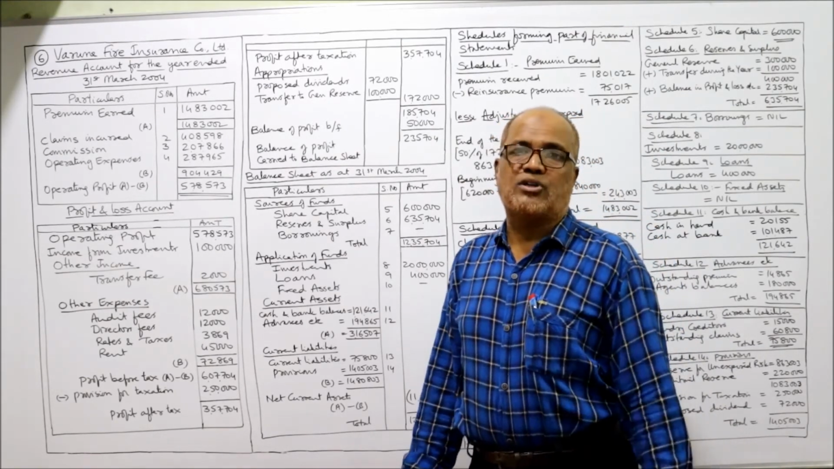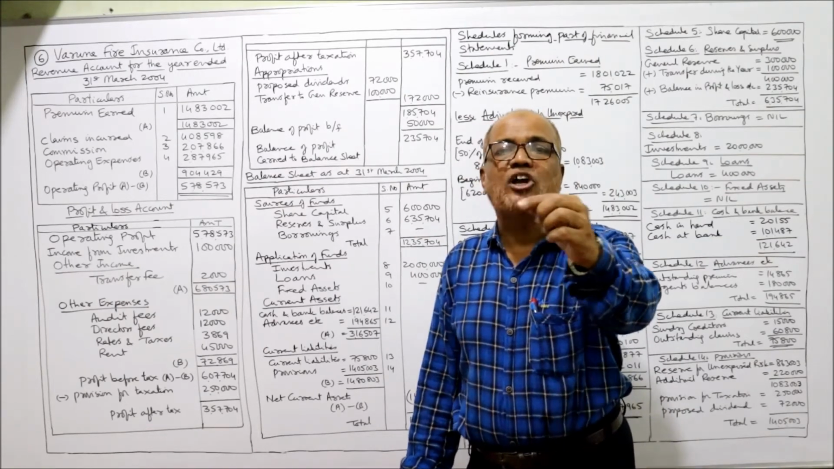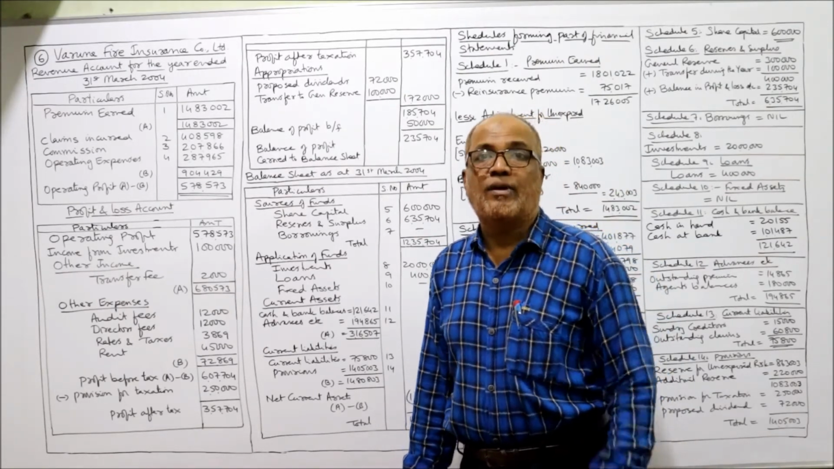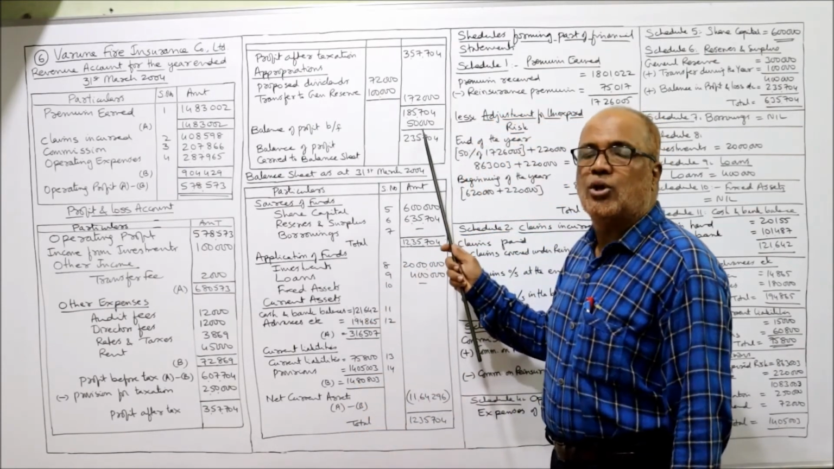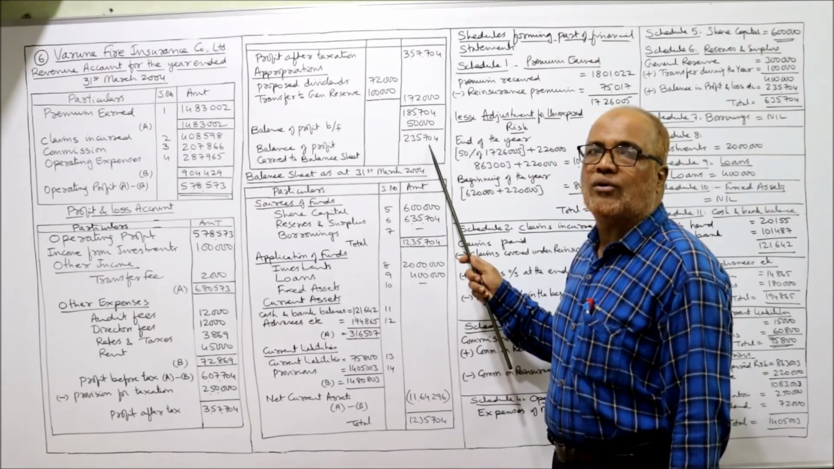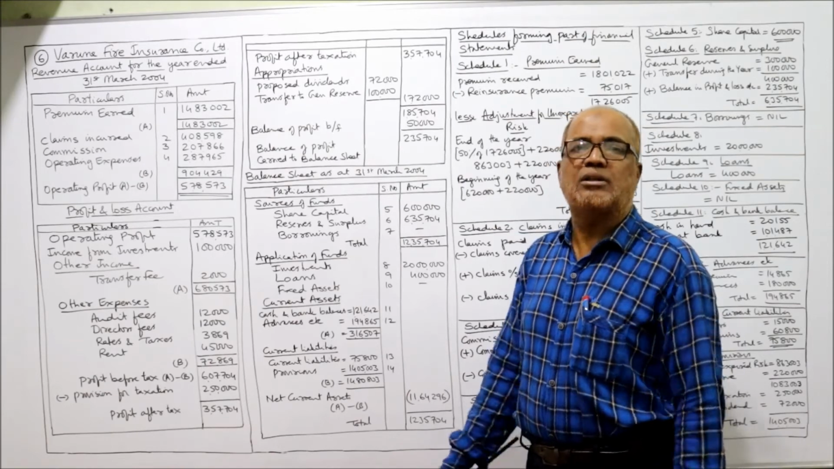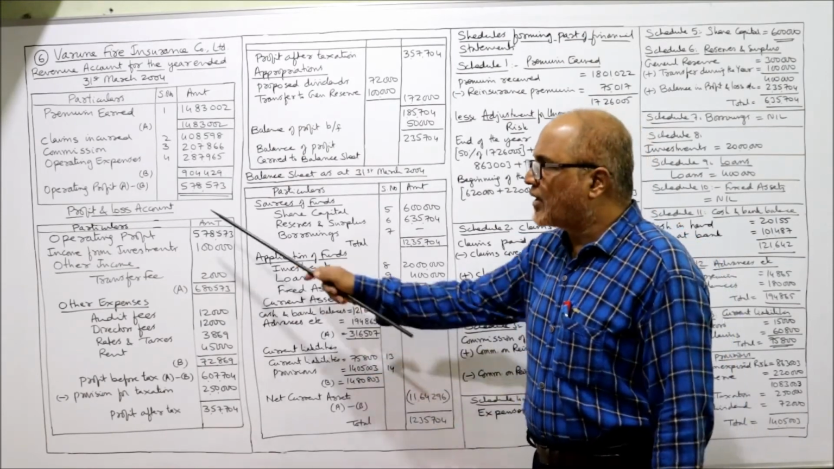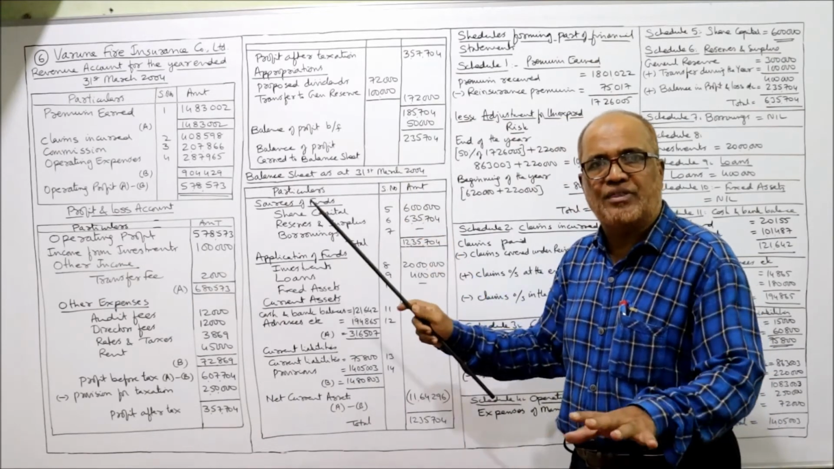Brought forward profit in the trial balance, in the problem trial balance, it is given profit and loss account brought forward from last year. The last year's profit brought forward is 50,000. So total profit available is 2,35,704. This balance of profit carried to balance sheet. That's all. So we have completed revenue account, profit and loss account, appropriations, everything completed.